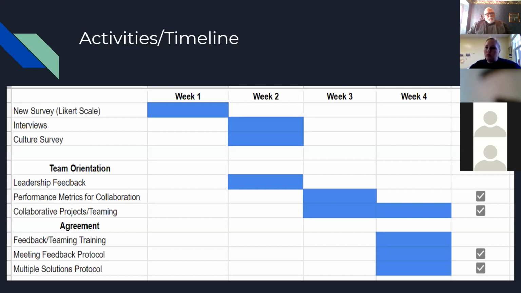So, a little bit of a timeline. We'd want to start with that new survey and some interviews, and then spend some time with the Denison survey. We pretended like they gave that and where we think that they would land, but obviously we'd want to redo those surveys. Assuming that they're going to fall where we put them there, the focus would be on team orientation and agreement.